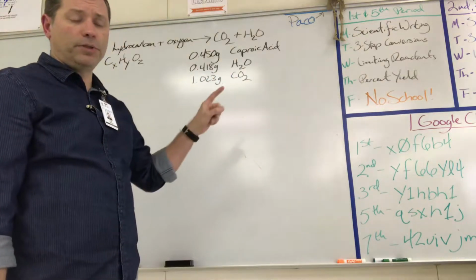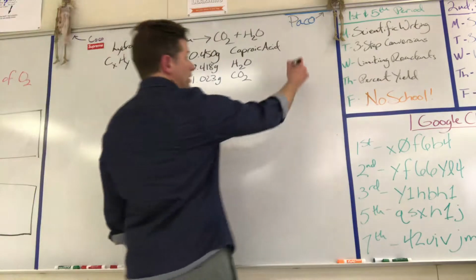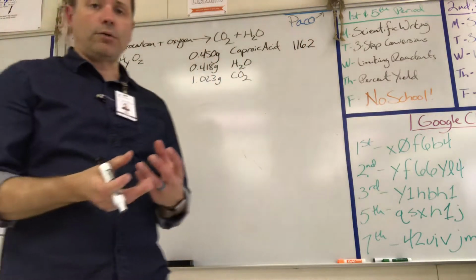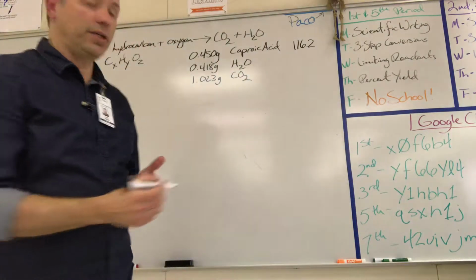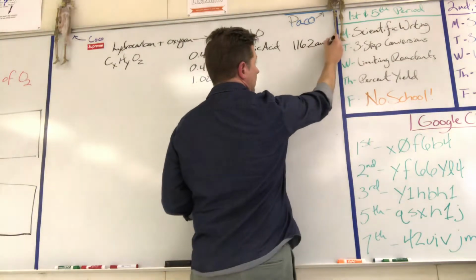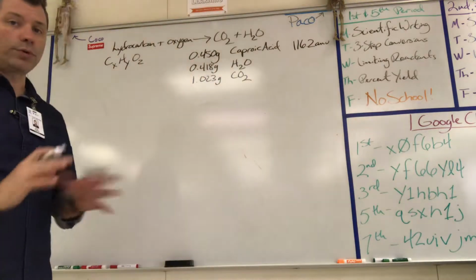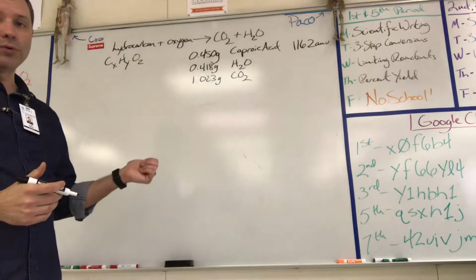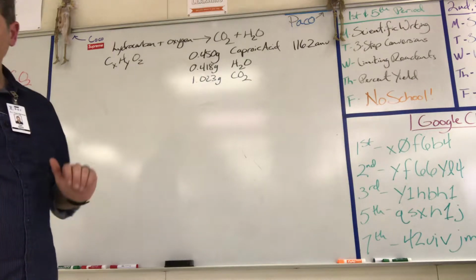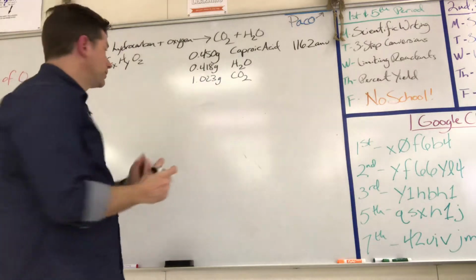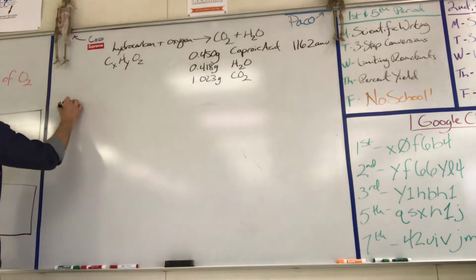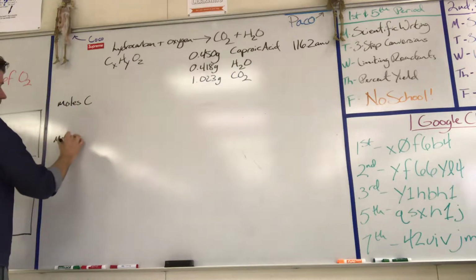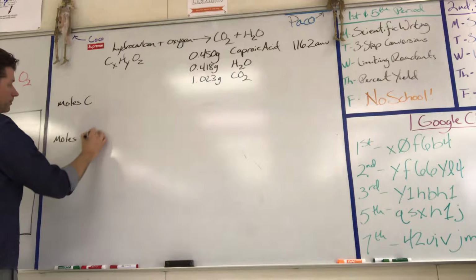One last piece of information that's given to us is caproic acid's AMU, or molecular weight, which is 116.2 AMUs. So that's what we're going to use at the very end. So the first thing we need to do is get to moles of carbon. So we're going to do moles of carbon, and then moles of hydrogen.